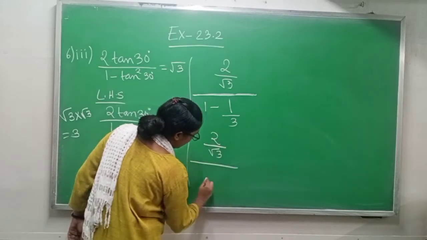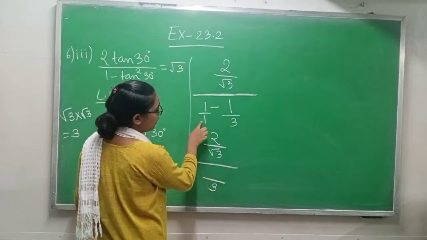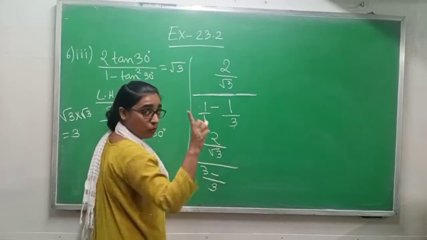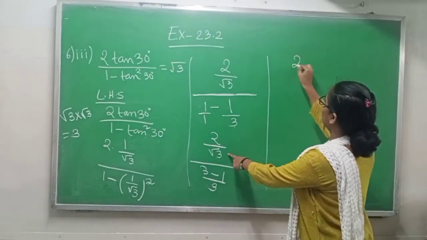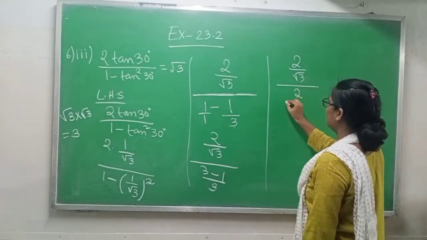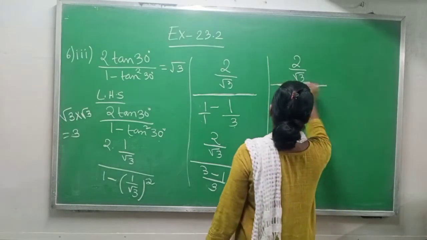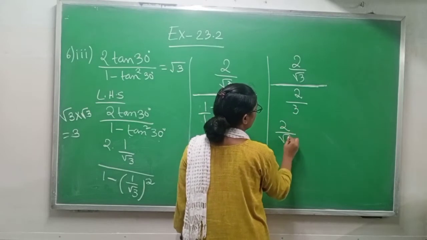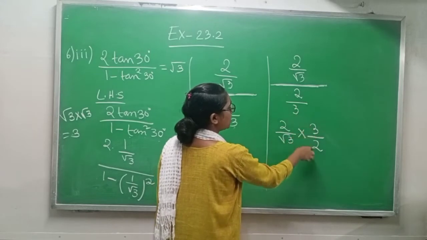Now take the LCM. We will get 3 as the LCM, and 3 divided by 1 is 3, 3 into 1 is 3, minus sign, 3 divided by 3 is 1, 1 into 1 is 1. Then after this, 2 by root 3, division sign, 3 minus 1, 2 by 3. Now you have to convert this division into multiplication. It will become 2 by root 3 multiply 3 by 2, since it was 2 by 3 and now it becomes 3 by 2.